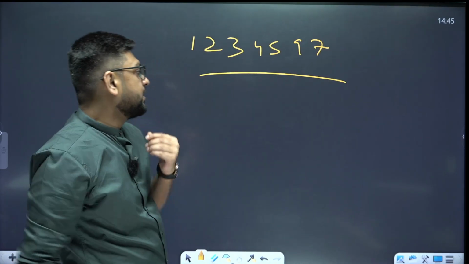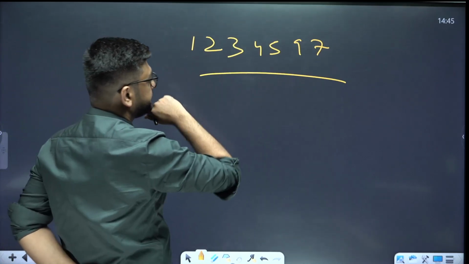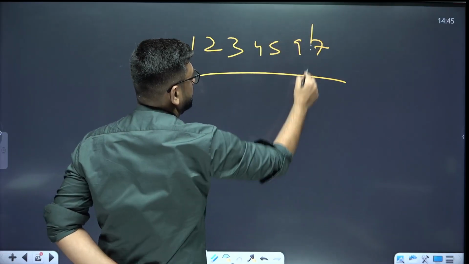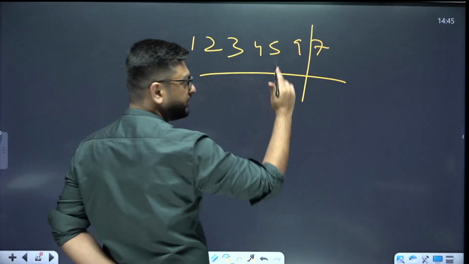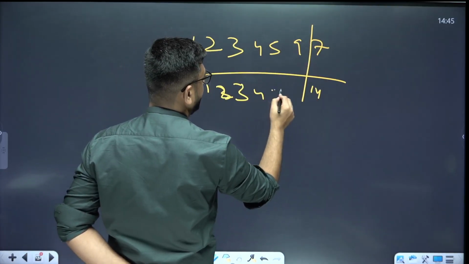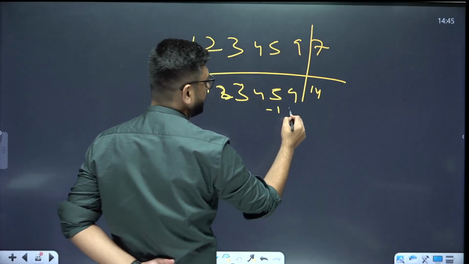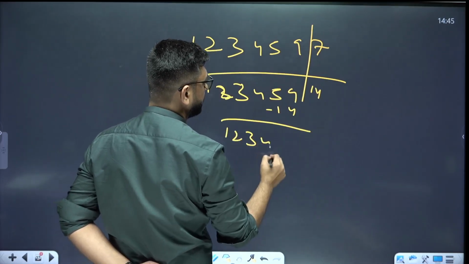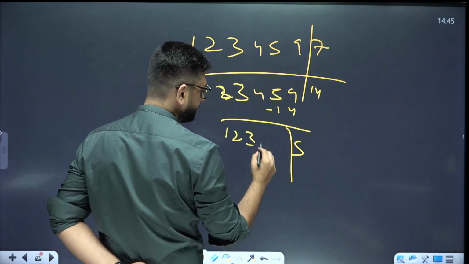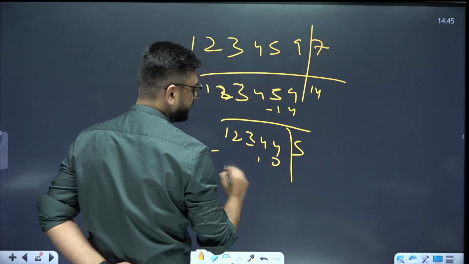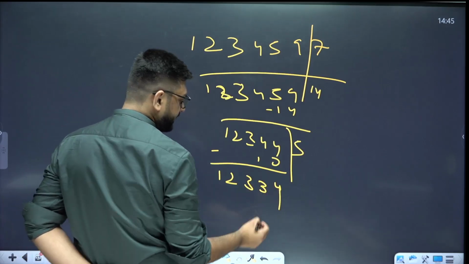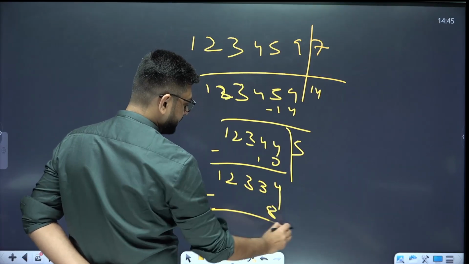Okay. Let's check it out. For 7, we'll separate the unit digit. This will come as 14 and 1, 2, 3, 4, 5, 9. So if you subtract 14, what will come? 1, 2, 3, 4, 4, 5. Again separating 5, subtracting 10, 4, 4 minus 10. This will come as 1, 2, 3, 3, 4. Again subtracting 8.